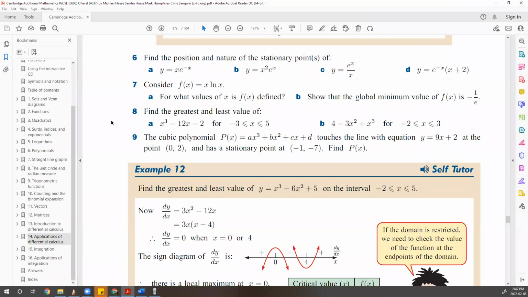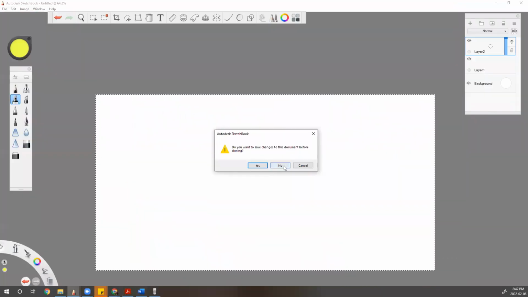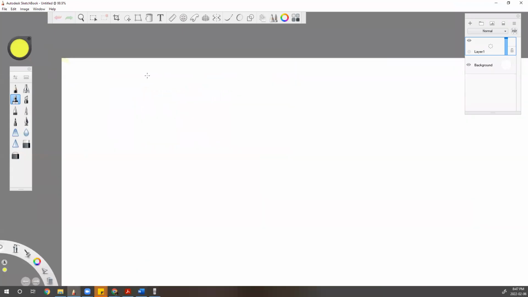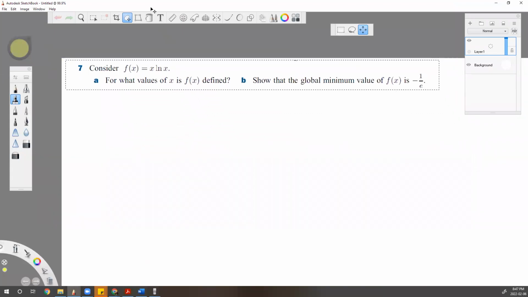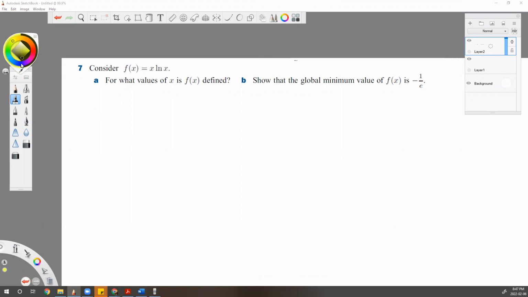The global, not local anymore. Let's see number 7. Consider f(x) equals x times ln x. What is the value of x if f(x) is defined? So we have to understand that ln, or natural log, cannot take a negative input. So for A, it is quite simple: x is more than 0, because ln x, x cannot be negative, right? That's it. That's the idea. A is a simple question.